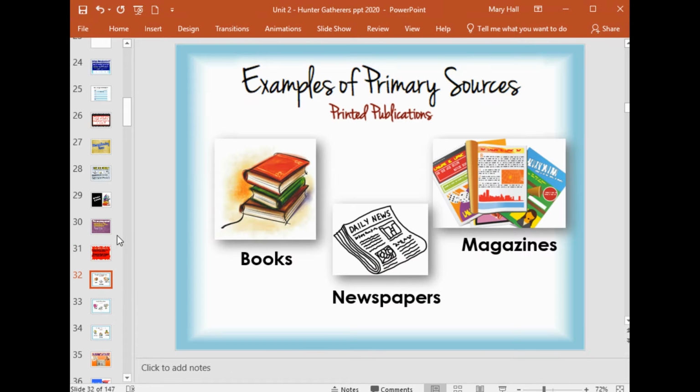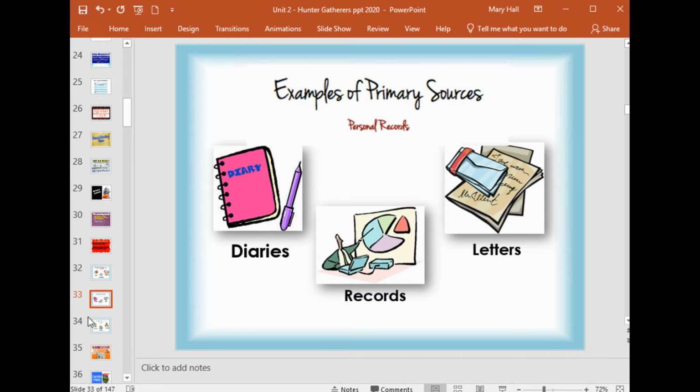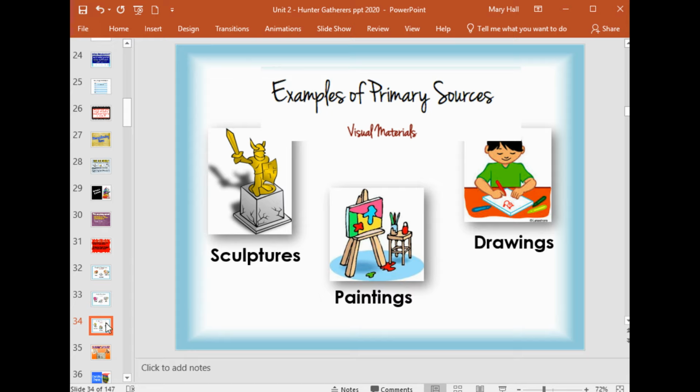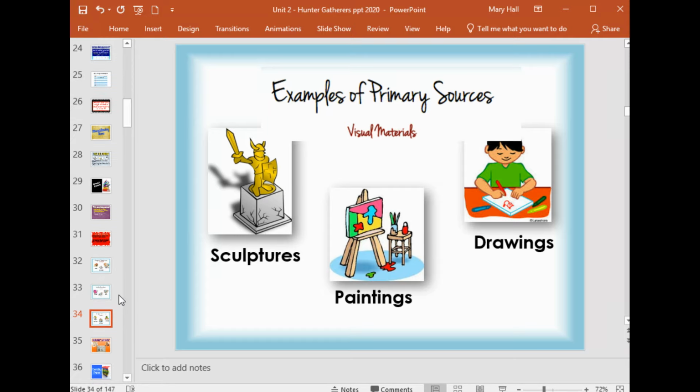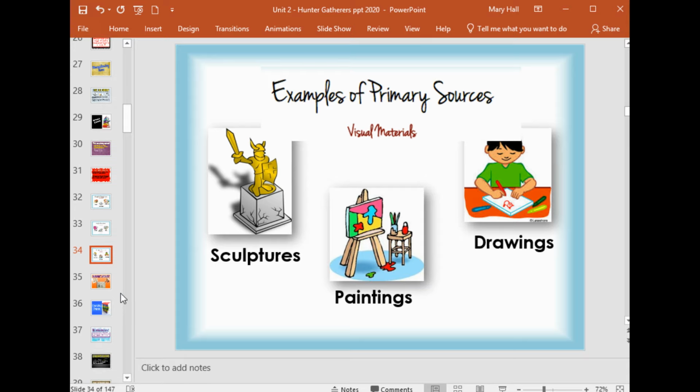Some examples of primary sources you may have thought about: books, newspapers, magazines, diaries, records, and letters. However, sculptures, paintings, and drawings can also be primary sources. Another example of a primary source you may not have thought of is an arrowhead. An arrowhead is an artifact, or an object, but you can learn something from it. It's a source of information. You can learn that they used this to hunt with. That's a primary source.